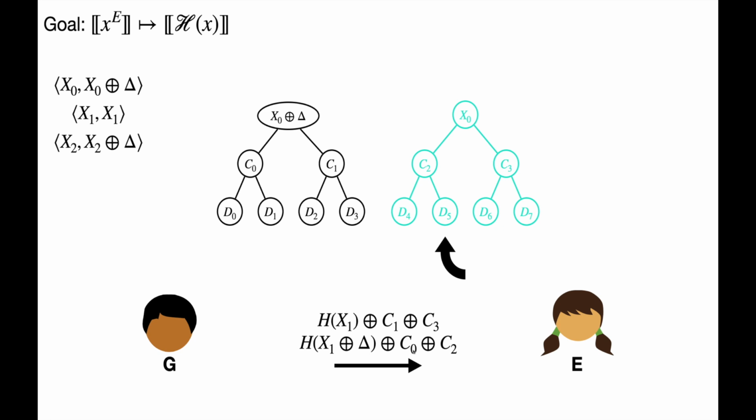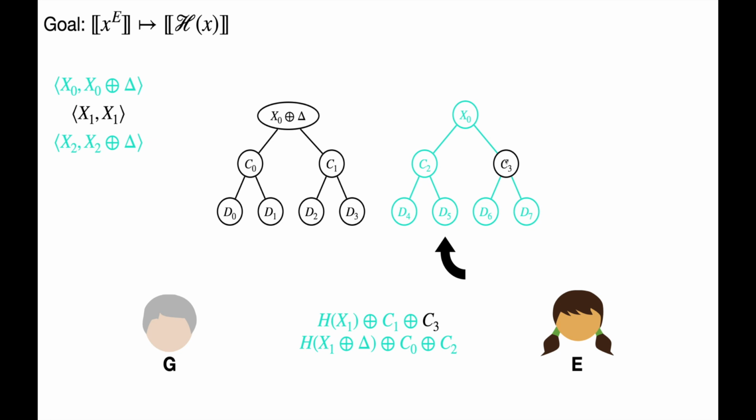Second, he sends the sum of all even labels on the second level, encrypted by x1 plus delta. Now, let's return to E's perspective. She starts by discarding the second message, since she doesn't know x1 plus delta and hence has no hope to decrypt this message. However, she does know x1, so she can decrypt the first message, recovering c1 plus c3. Notice that the evaluator already knows c1, so she can subtract this value from the message and recover c3.